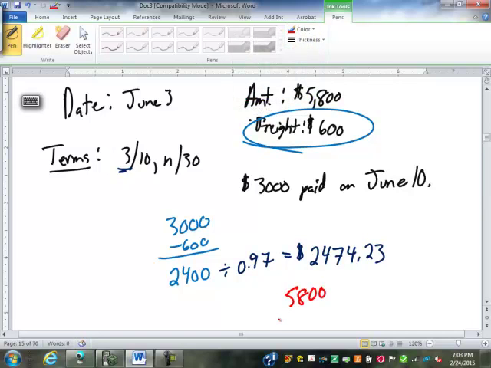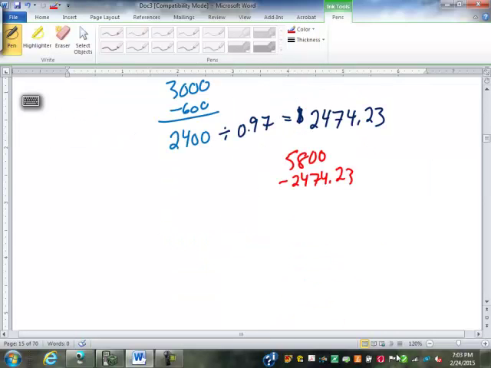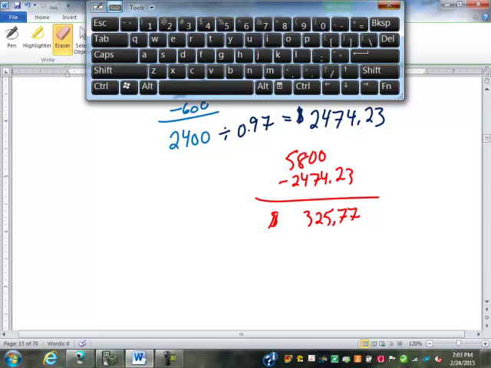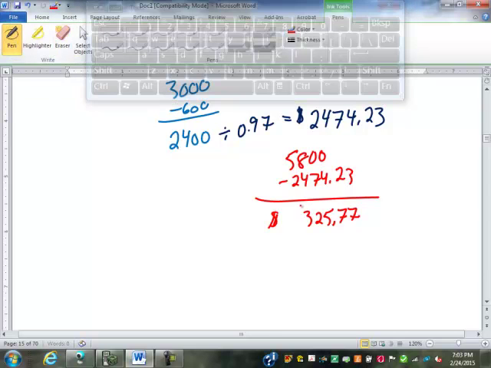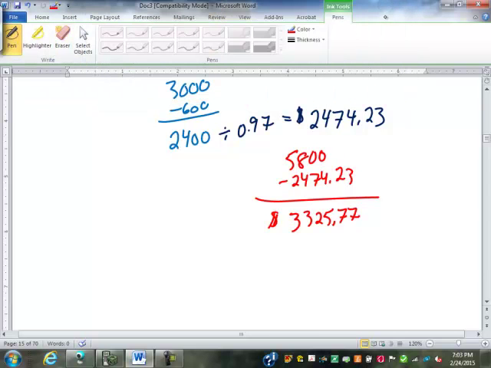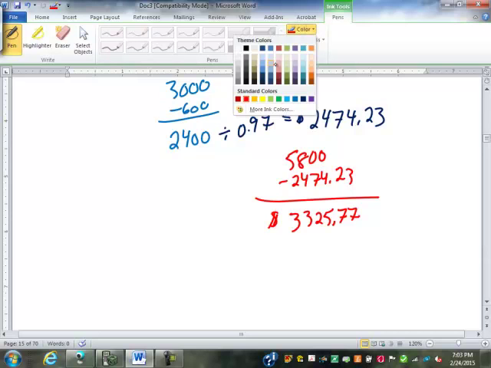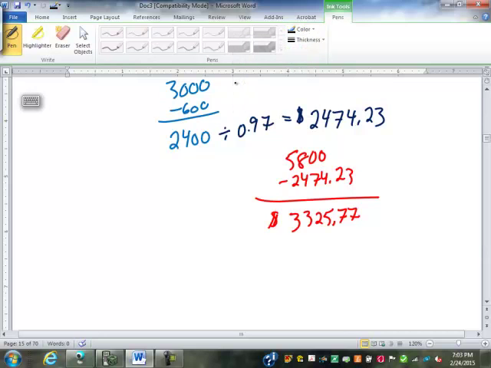And then 5,800 minus 2,474.23 comes out to be $2,325.77. 3,000, sorry. What's $1,000 amongst friends? Oh yeah, sorry. $3,325.77. Thank you. Everybody get that one?